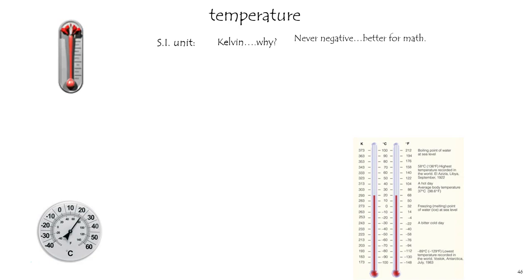Try doubling 0 Celsius, you still get 0. But since it's 273 Kelvin, when you double it, you get a lot. So it's important to always use Kelvin for temperature. This will show up a lot, particularly in the gases unit.